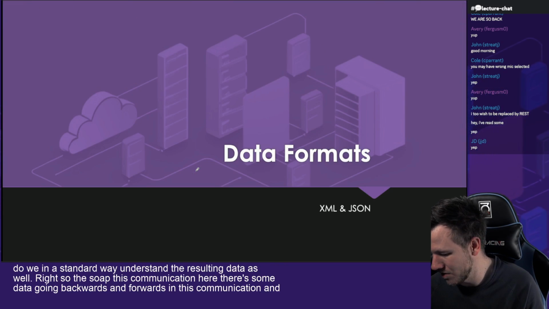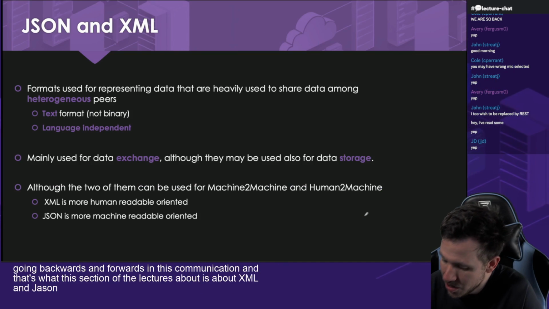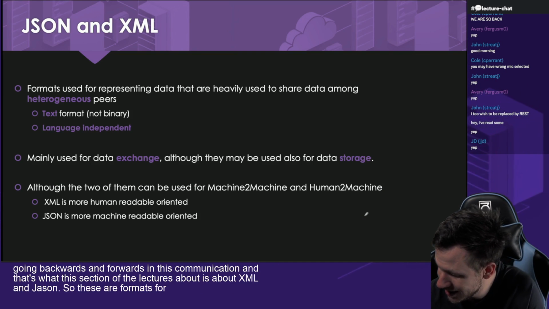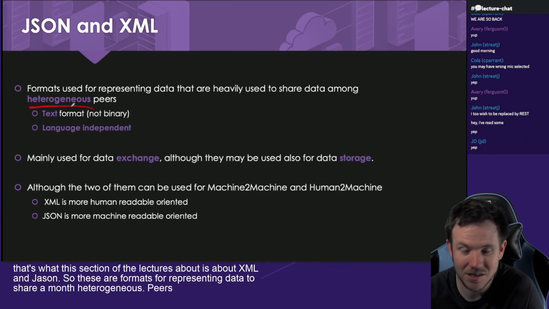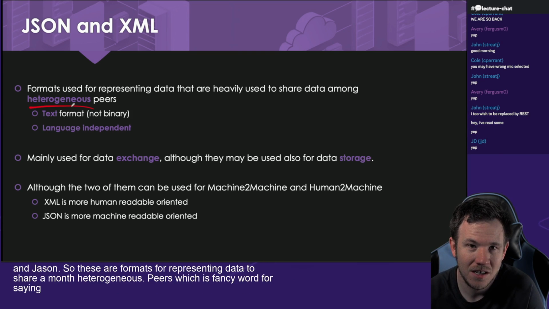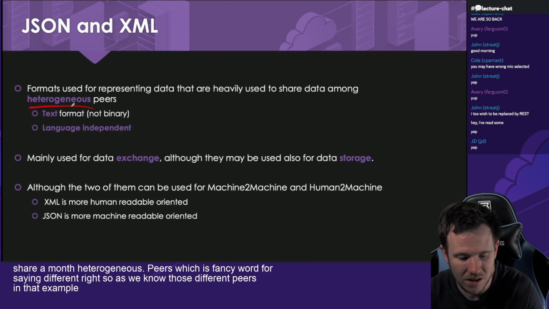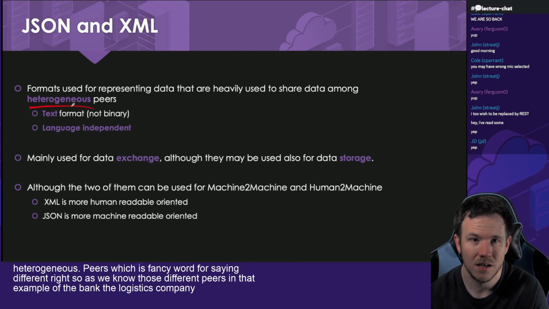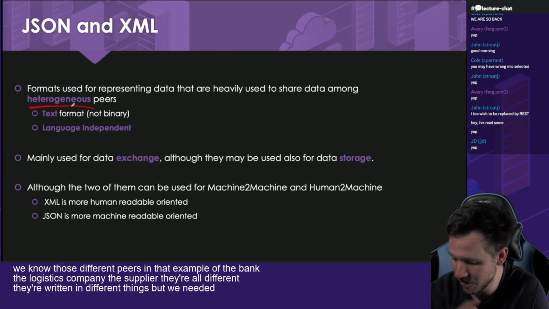and that's what this section of the lecture is about: XML and JSON. These are formats for representing data to share among heterogeneous peers, which is just a fancy word for saying different, right? As we know, those different peers in that example of the bank, the logistics company, the supplier, they're all different, they're written in different things, but we needed a standard way of getting them to communicate.